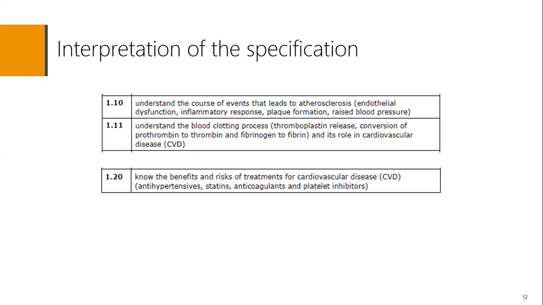So if we go back to these specification points, for specification 1.11, candidates need to know about the role of thromboplastin, prothrombin, and fibrinogen in the clotting cascade. They do not need to be taught about regulatory factors or any details about the different mechanisms triggering the release of thromboplastin, because that is not stated in the specification.